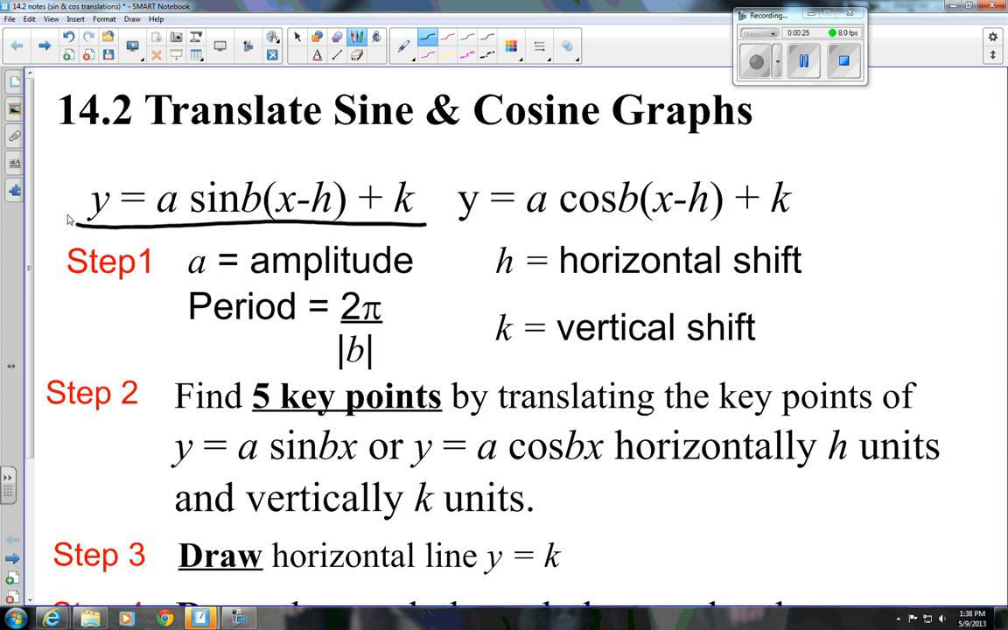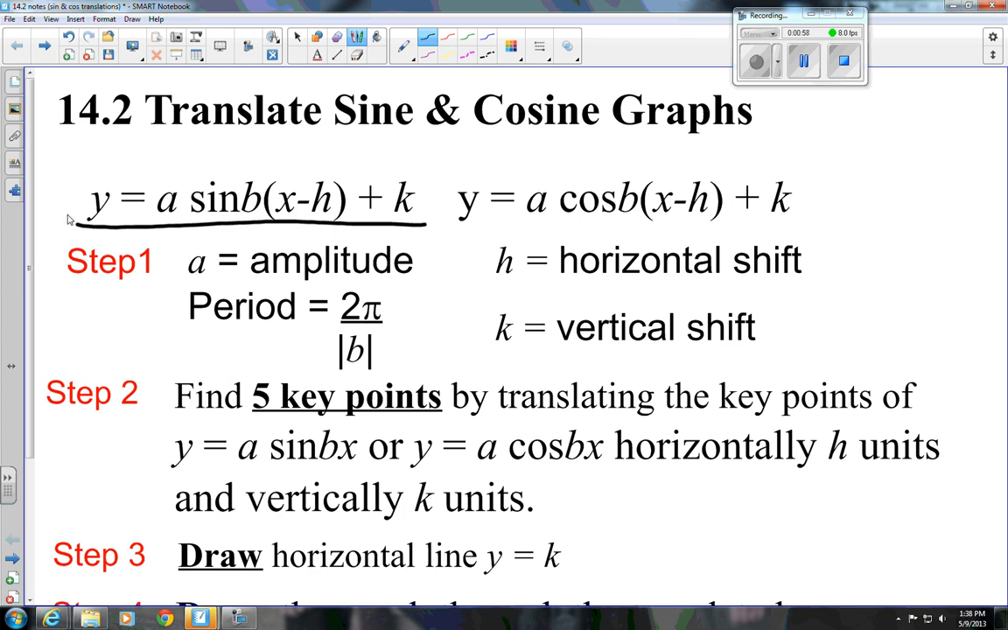Up to now you've been talking about y equals a sine b of x, and you know how to find that. What we're going to do now is translate it, and if you remember from when we did those parabolas, when we translate it, we move it a certain distance to the left or right, horizontal, and a certain distance up or down, vertical. So we have the equation y equals a sine b times x minus h plus k.